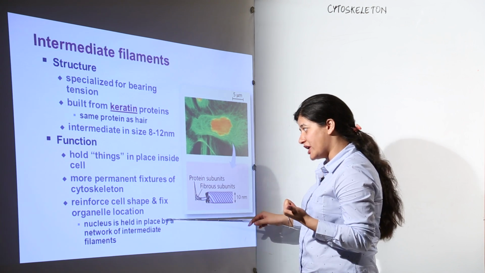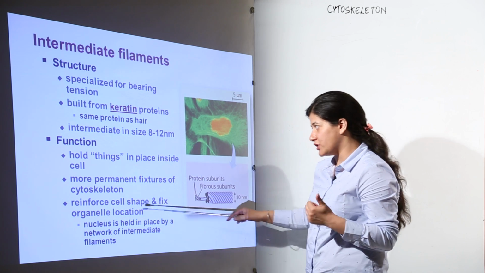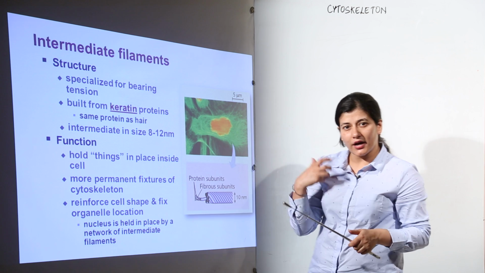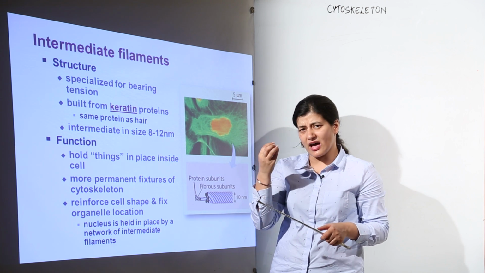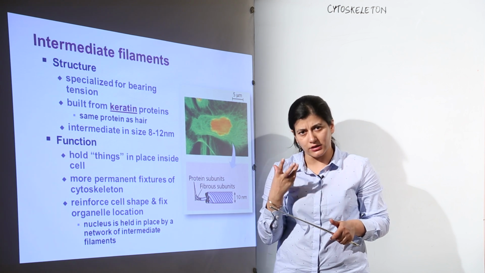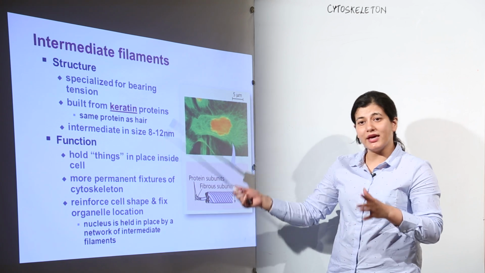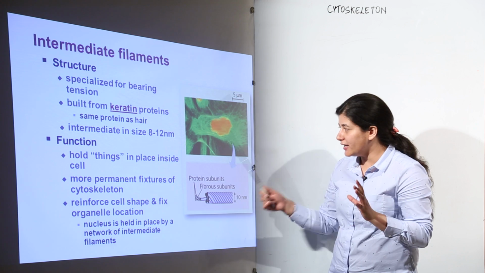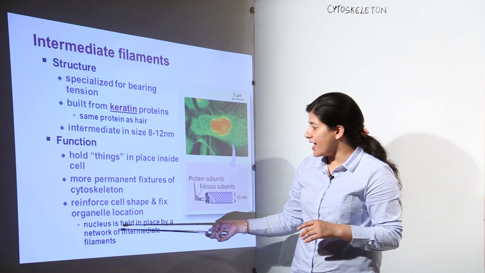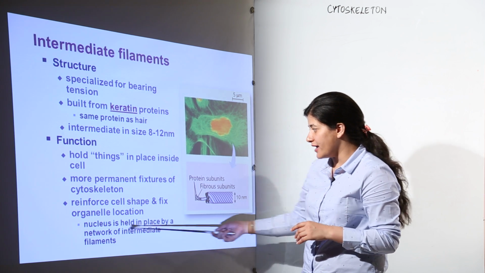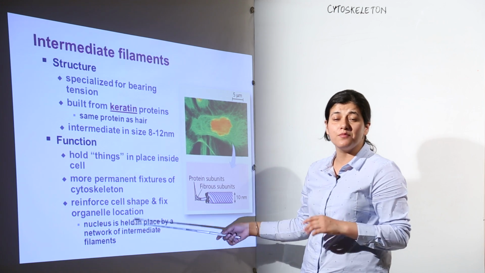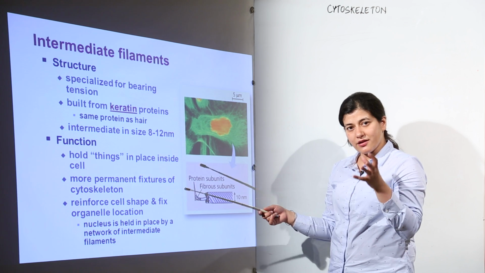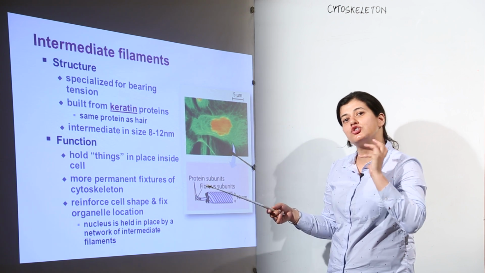They reinforce the cell shape and fix organelle location. So basically you have different types of mortar and pestle, like the concrete we have in our constructions. This part works as a concrete arrangement of the cell, which is being brought about by the intermediate filaments, and the nucleus is held in place by a network of intermediate filaments. This is an important function of intermediate filaments: they are important for reinforcing the structure of the cell.